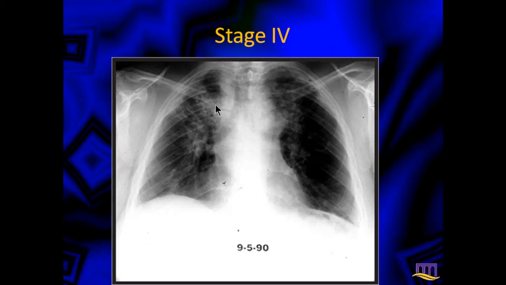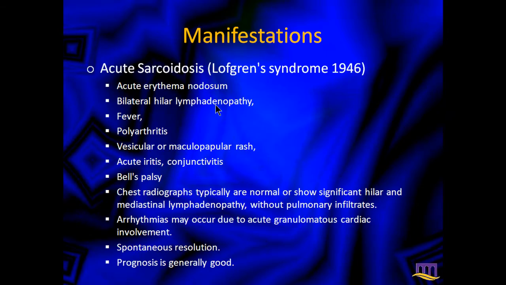In terms of manifestations, you can get these kinds of patients. It's usually more in the Caucasian population, but it certainly happens in African Americans, where they'll present with an acute syndrome. They might have erythema nodosum. They could have bilateral hilar lymphadenopathy, but interestingly they'll have a clinical presentation with fever, polyarthritis. They might have a vesicular or maculopapular rash. They could have acute iritis and conjunctivitis, so red eyes. And frequently, they could present with a Bell's palsy.